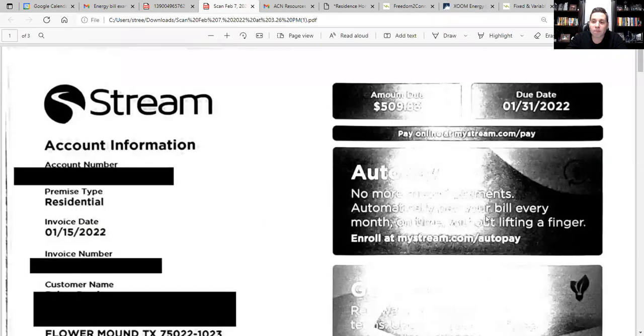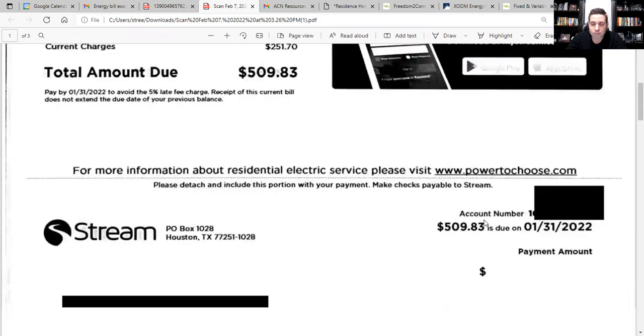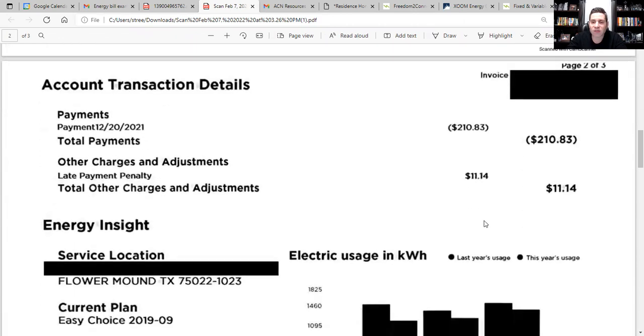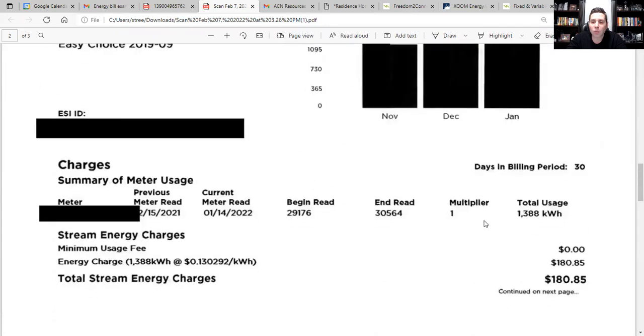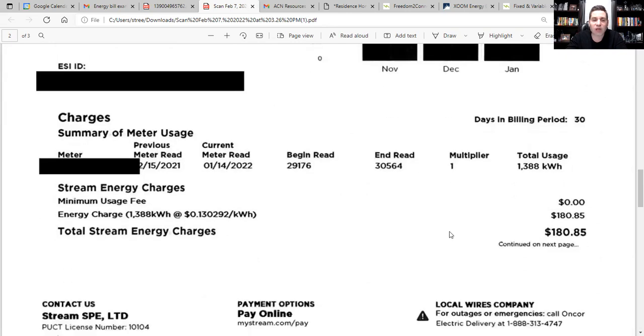So let's take a look at a bill. This particular customer sent me a Stream energy bill. They were using Stream as their energy company here in Texas. As you look at the Stream bill, one of the things we want to take a look at is their usage for the month. Because again, remember, their usage is going to determine what their price would have been with Xoom. So in this case, you can see their usage is 1,388 kilowatts in that particular month. You can write that down when you're looking at the bill, how much they used. So again, 1,388 kilowatts.